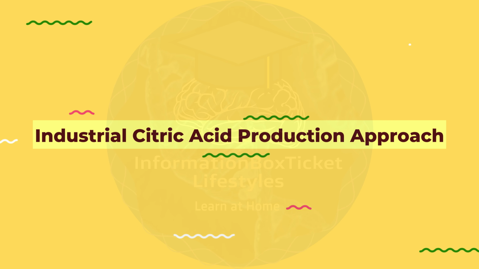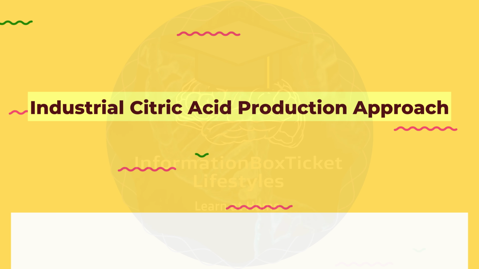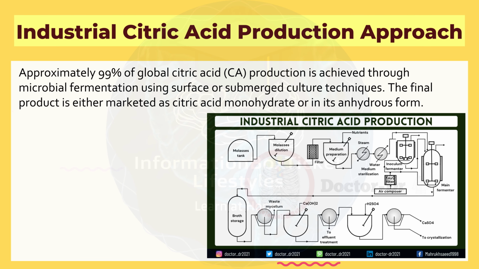Industrial citric acid production approach. Approximately 99% of global citric acid production is achieved through microbial fermentation using surface or submerged culture techniques. The final product is either marketed as citric acid monohydrate or in its anhydrous form.